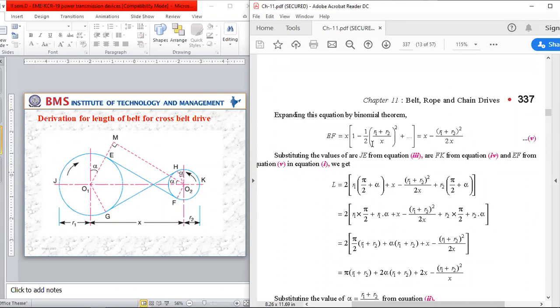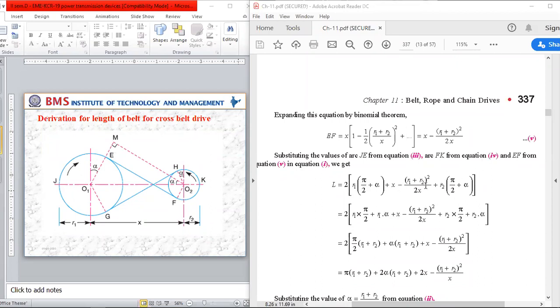Now all the lengths you have calculated, substitute in the length of the belt equation. That is, length of the belt is equal to twice the arc length of JE plus EF plus twice the length of FK. So using that equation, twice of arc length R1 into pi by 2 plus alpha, plus X minus R1 plus R2 whole square by 2X, plus R2 into pi by 2 plus alpha. Then expand and multiply all these terms.